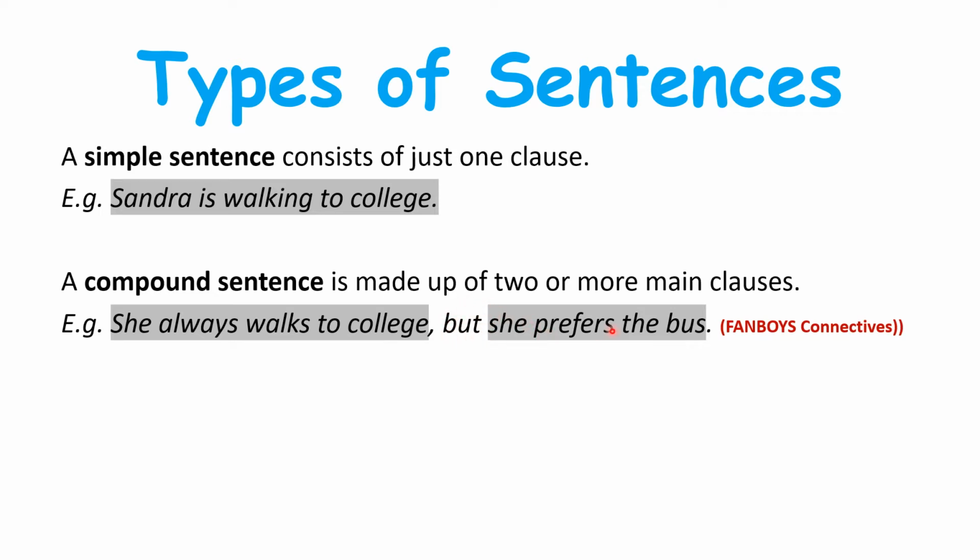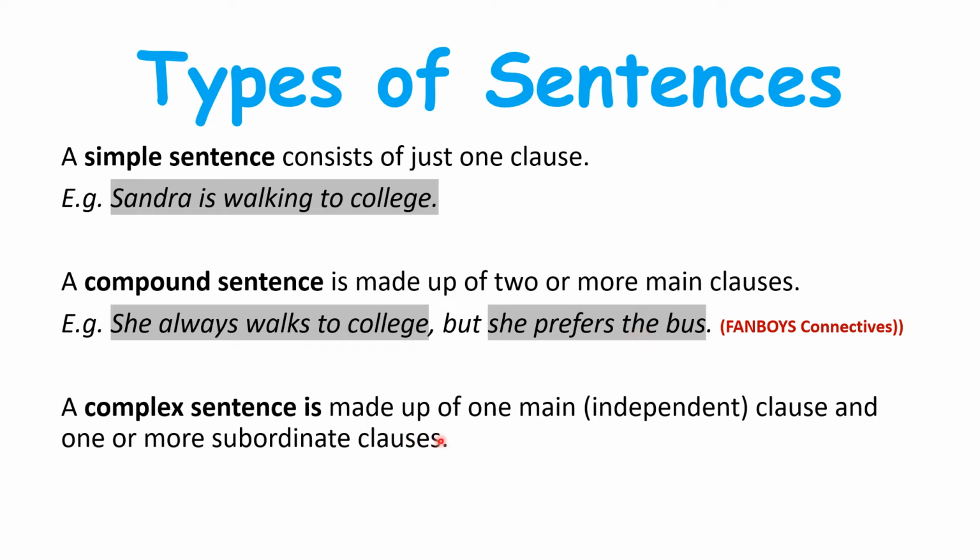This is part of the acronym FANBOYS. So in these FANBOYS connectives, which literally means for, and, nor, but, or, yet, and so, are used to join compound sentences. So I also want to draw your attention to the fact that before the FANBOYS connective, we have a comma. So she always walks to college, comma, but she prefers the bus.